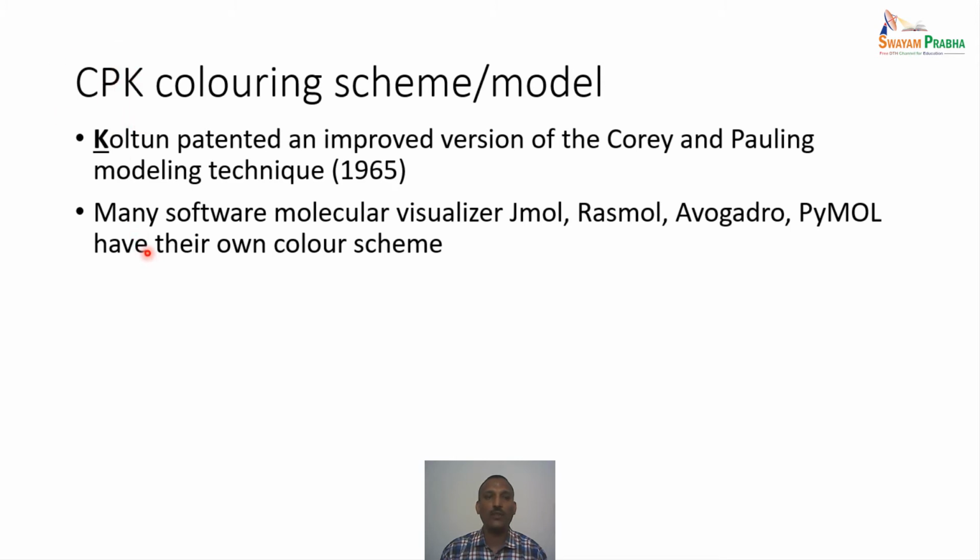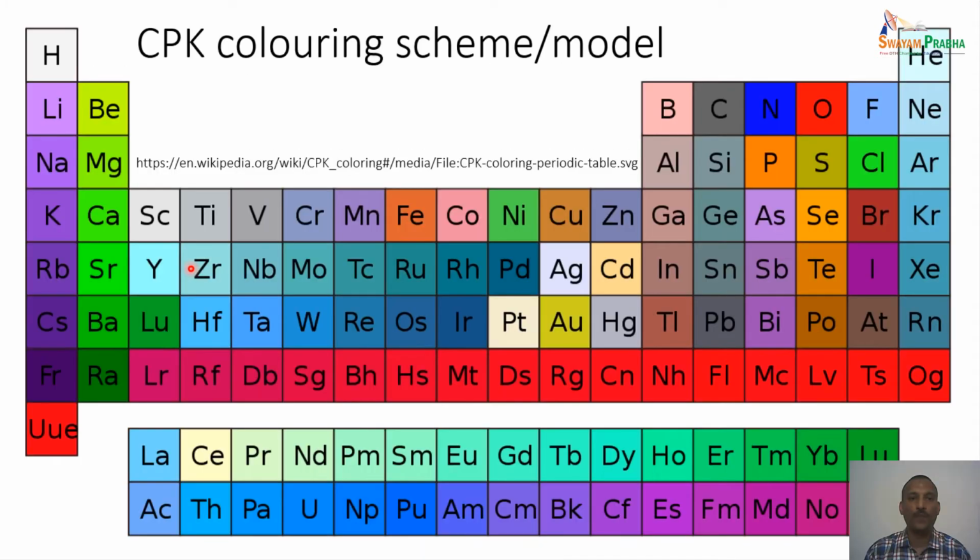And many software packages, basically Jmol, RasMol, Avogadro, PyMOL, etc., have their own color schemes. So here I have given one such example of a color scheme which is generally used. Hydrogen is white, carbon is ash color or a little bit black, oxygen is red, nitrogen is blue, and chlorine is green. So these are some of the standard colors which are used, and you can also see that in many of our representations we will be using these particular colors.